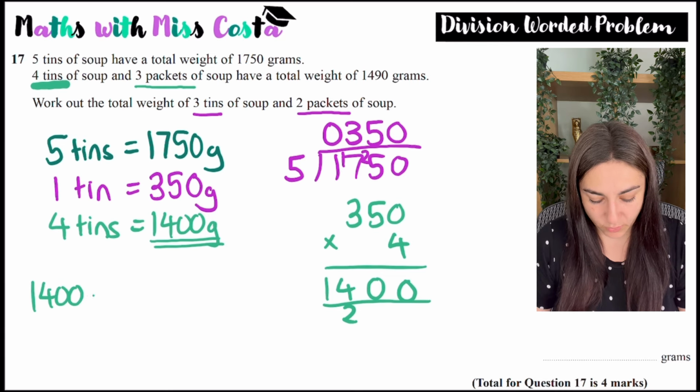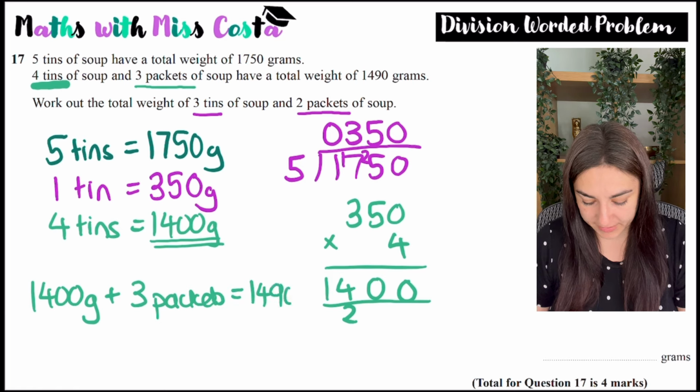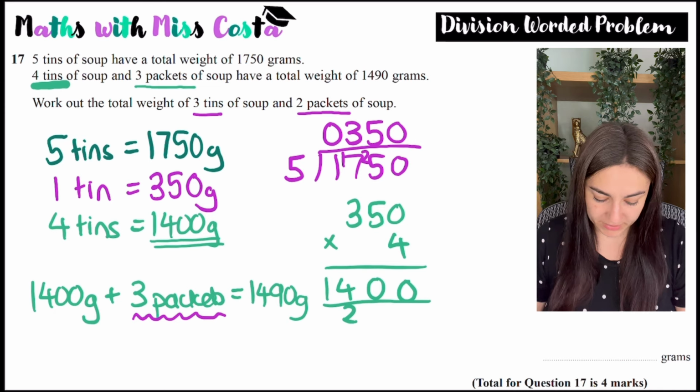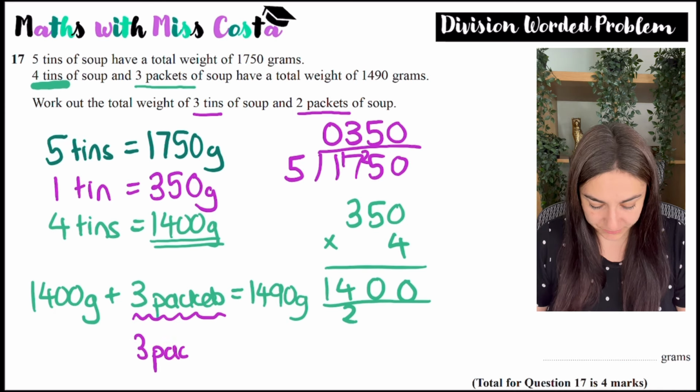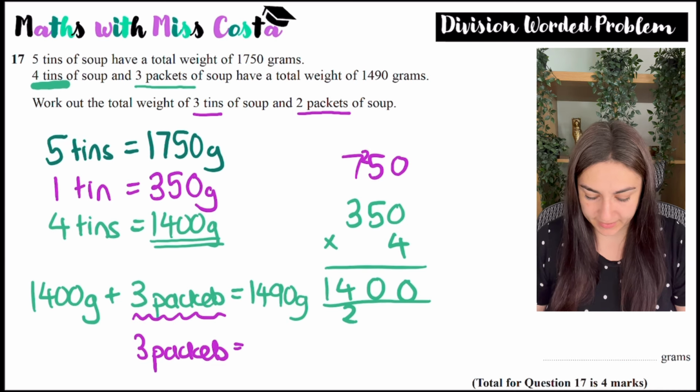So 1,400 grams plus 3 packets weighs 1,490 grams. So to work out what 3 packets must weigh, I need to do 1,490. Let's get rid of some of this working.